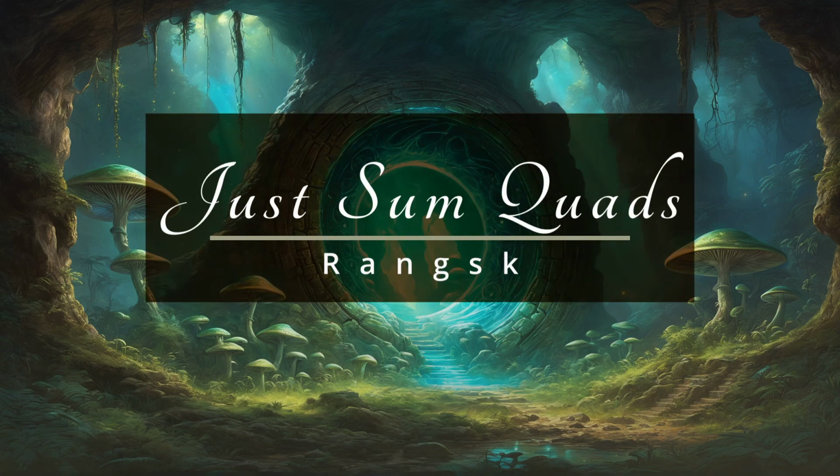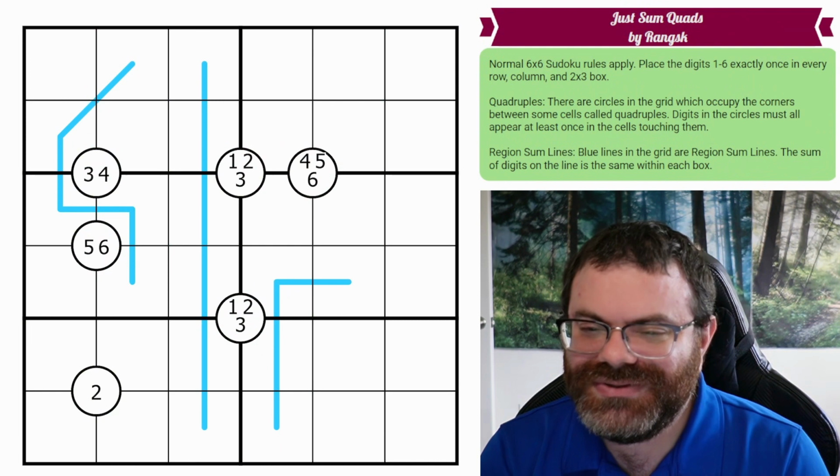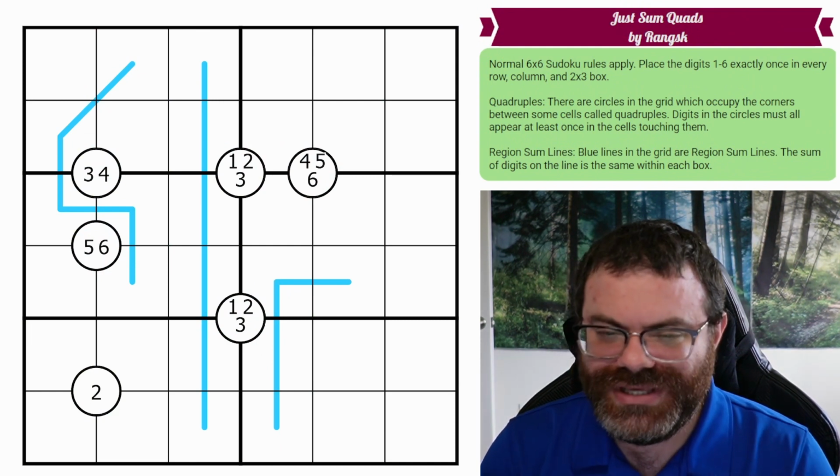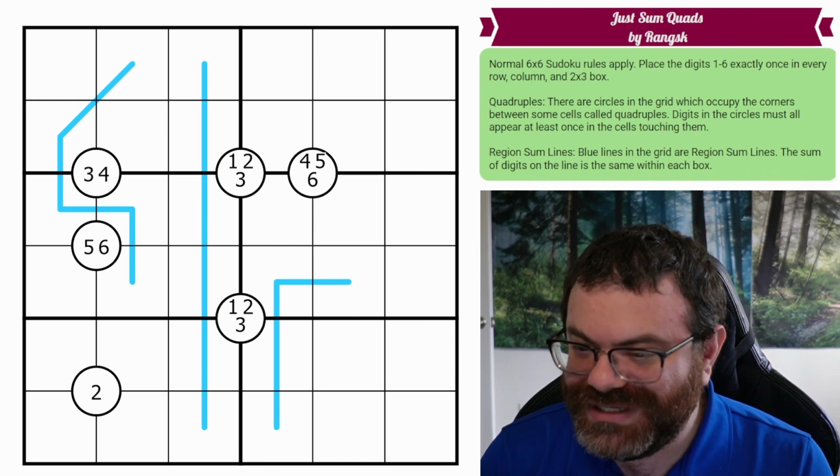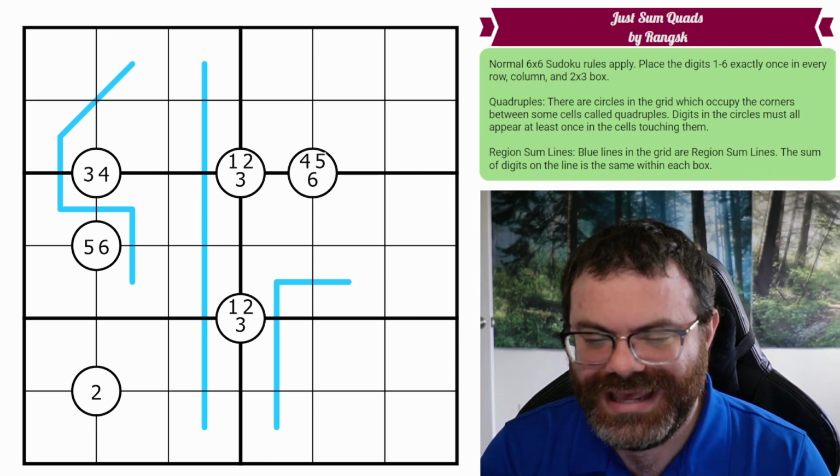Hello, let's continue our Sudoku adventure with Just Some Quads by me, Rangsk. So this continues our quads theme week. Additionally, it is puzzle number 250. Can you believe we've had 250 adventures already?